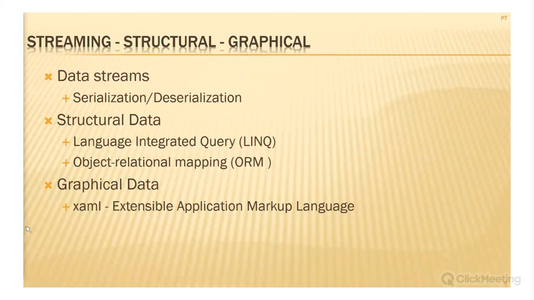So at the very beginning, we discussed streams of data, actually files. We use serialization and deserialization. These are two technologies we are using to manage streaming data. Talking about structural data and databases, we are using language integrated query, LINQ, and object relational mapping. These two technologies are used to manage the data that are provided by external data sources, by the databases. And for graphical data, XAML is a technology.